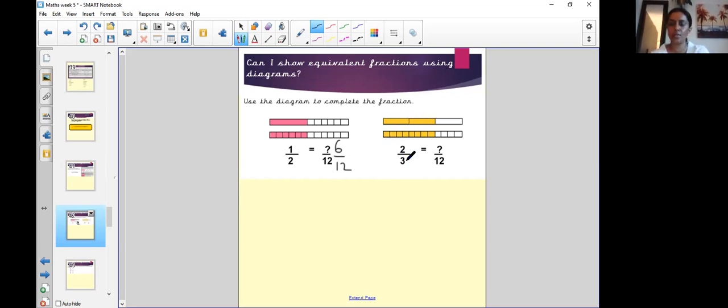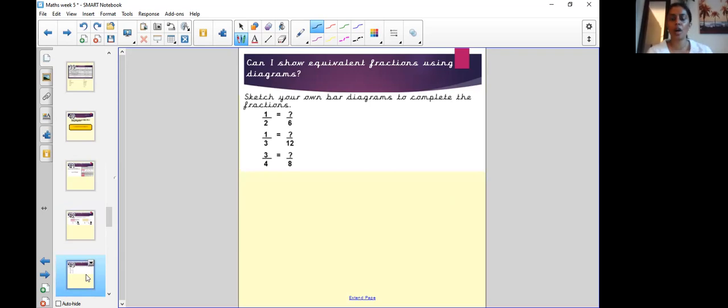Sorry, I've really got my words muddled up just now. And then we need to have a look over here. So we have 12 in total, and how many are shaded? So we've got 1, 2, 3, 4, 5, 6, 7, 8. So it's 8/12. So they are the same. So 2/3 is the same as 8/12, and 1/2 is the same as 6/12.